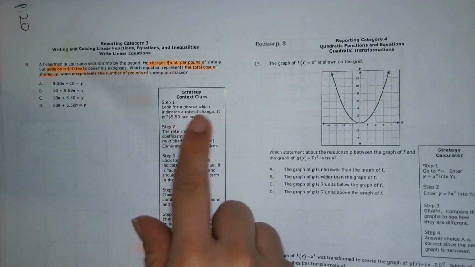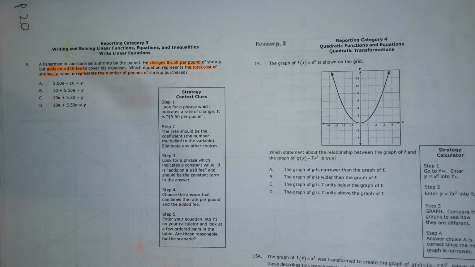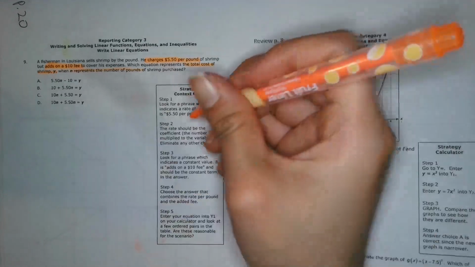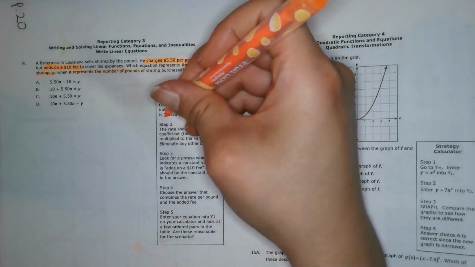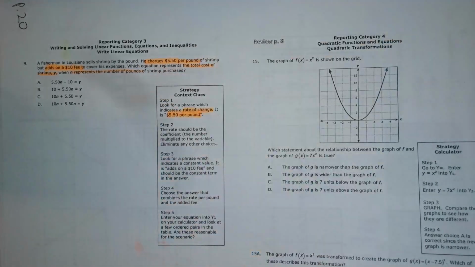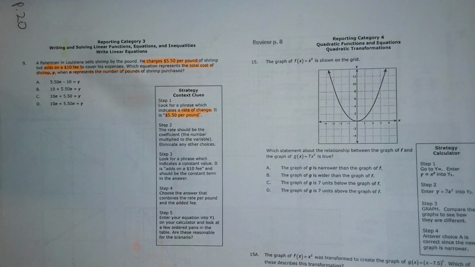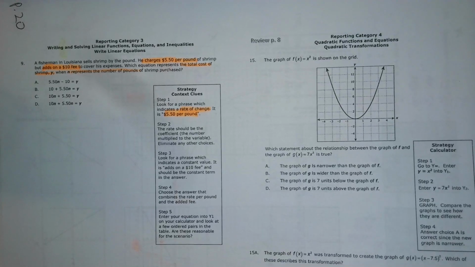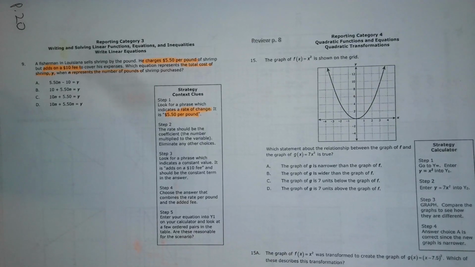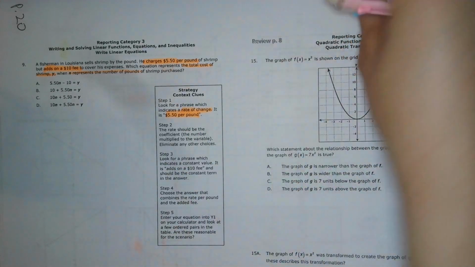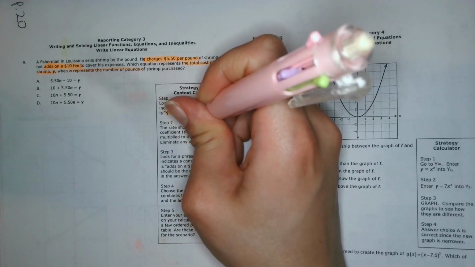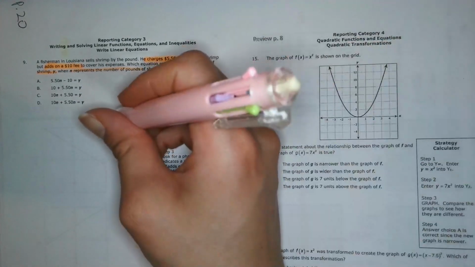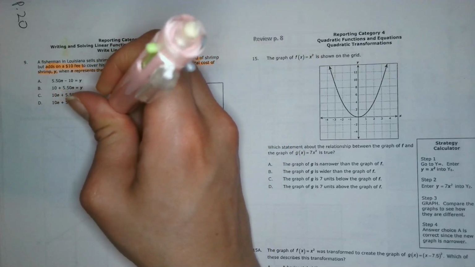Step 1. Look for a phrase which indicates a rate of change. Rate of change is another word for slope. And the reason we know that it's a rate is because it says per pound. Slope is related to rate. So like, how much do you pay for stuff? Or how much do you get paid for the work you do? That's all related to rates, which is related to slope.